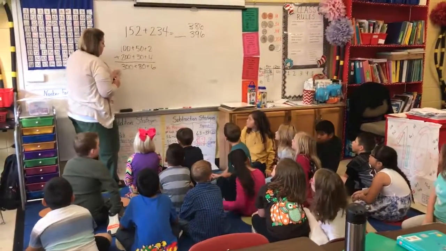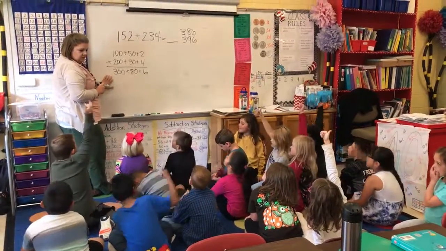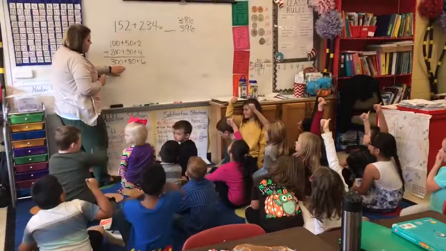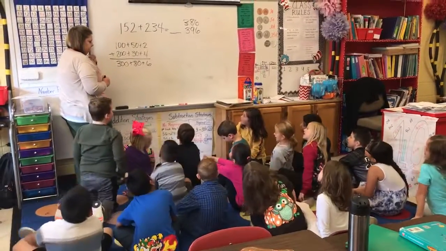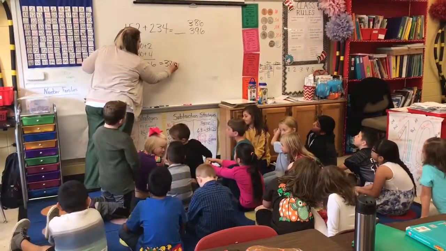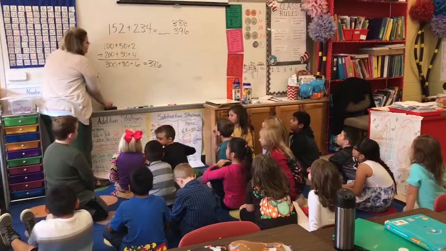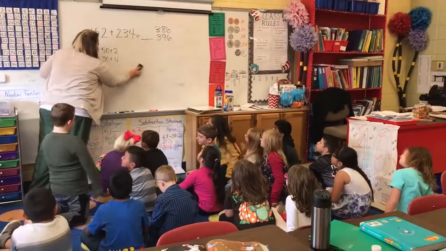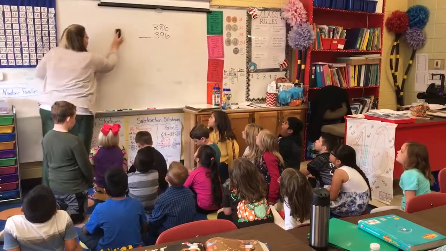Does everybody agree? Thumbs up if you agree. Good. All right, so what's 300 plus 80 plus 6? 386. Good job. All right, so now we're going to look at a worksheet. Y'all want to all go back to your desk for me.